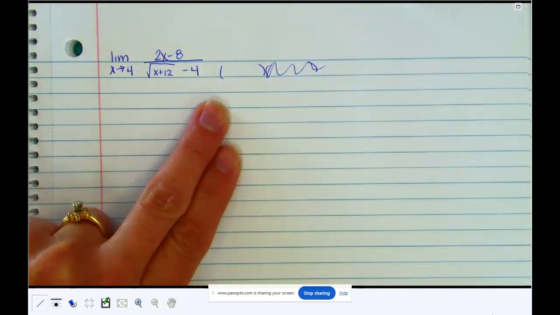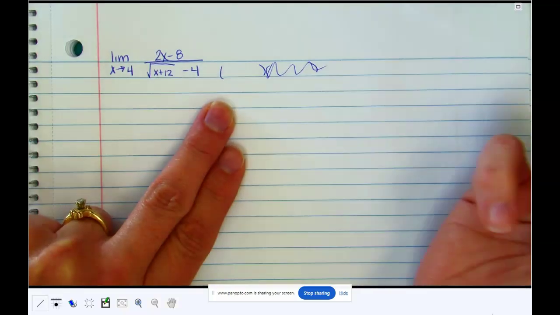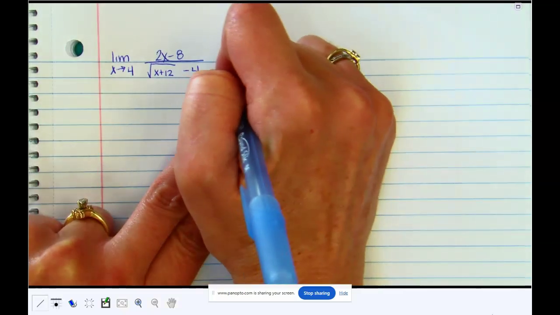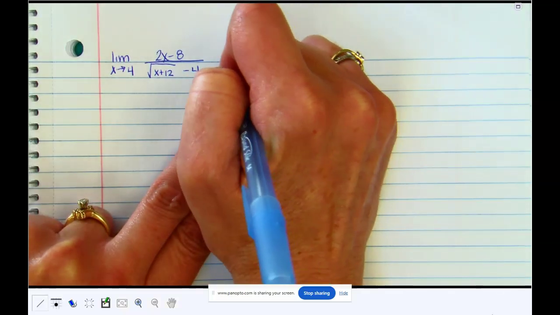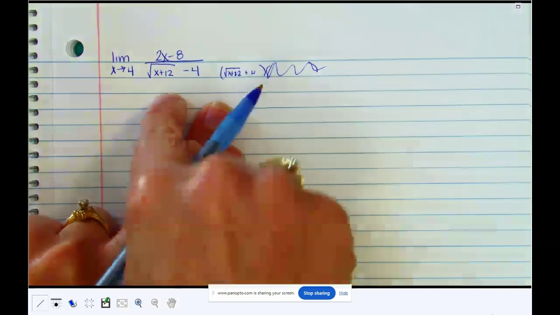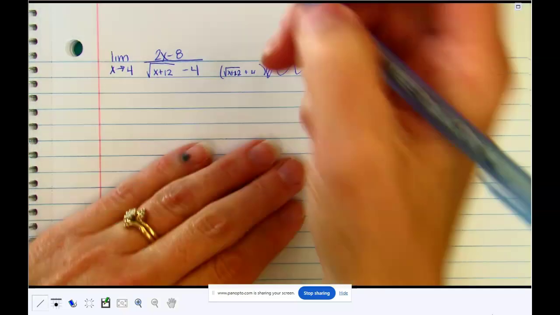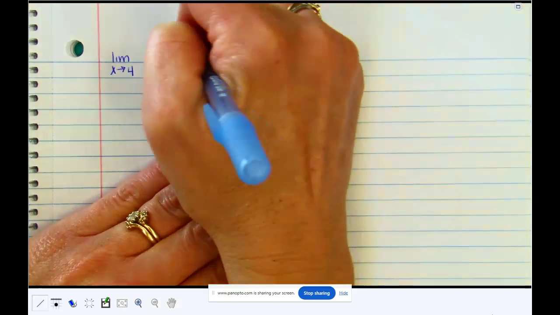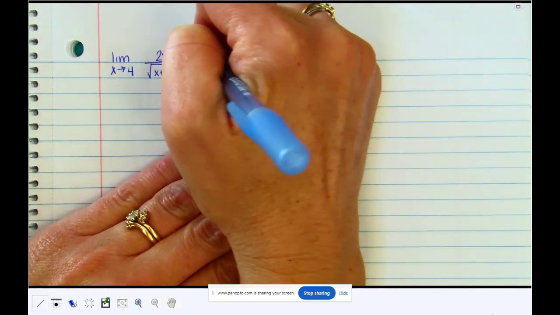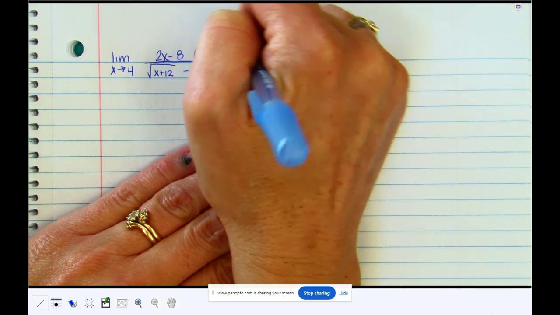What are we going to multiply by? Square root of x plus 12 plus 4. Yes. So this time the root is on the bottom. We're going to rationalize it so it's on the top. Wherever the root is, that's the thing that you do the conjugate of. It just switches it to the other side, and just the rewriting of it makes stuff work out nice. So square root of x plus 12 plus 4.